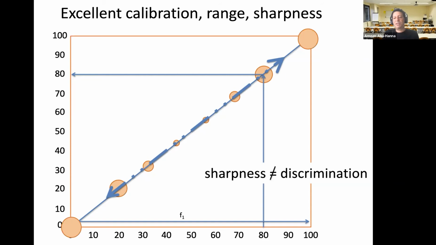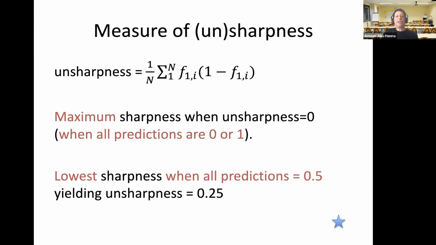Extremely bad discrimination, extremely bad model, but I'm 100% sharp. So it's just the tendency of the model to be bold, to say 1 or 0, to push them. But in combination with other things, sharpness can be very useful. Let's look at how we can measure this sharpness.